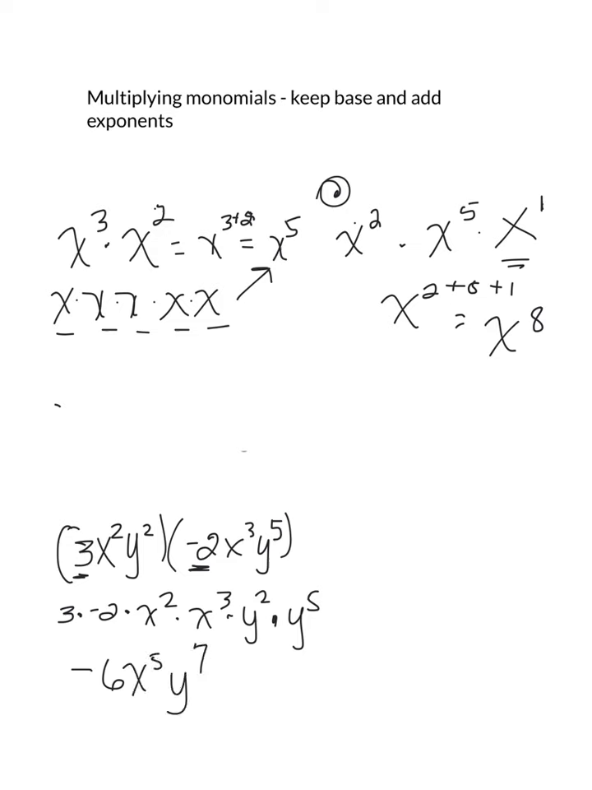When you're doing this, you can simply look and say, all right, well, I have 3, and I have negative 2. So 3 times negative 2 gives me negative 6. And then I have x squared, x to the third, which gives me x to the fifth. And then I have y squared, y to the fifth, which gives me y to the seventh. So when multiplying monomials, you keep your bases the same, and you simply add your exponents.